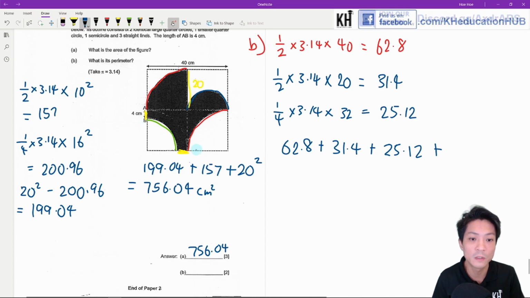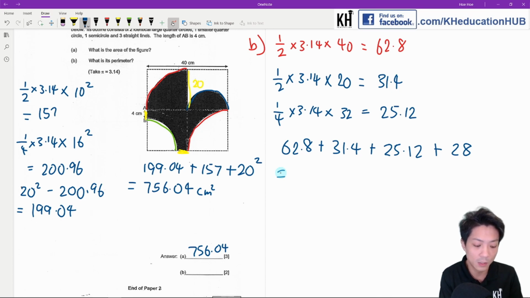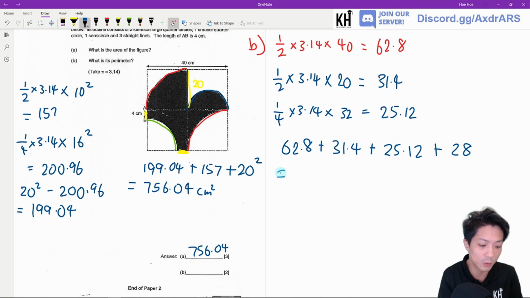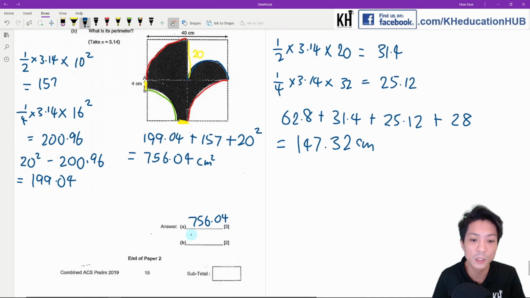Okay, the total of the yellow parts will be 28. That should cover the perimeter. 62.8 plus 31.4 plus 25.12 plus 28, which will give you 147.32 cm. Okay, so the perimeter of the figure is 147.32 cm.